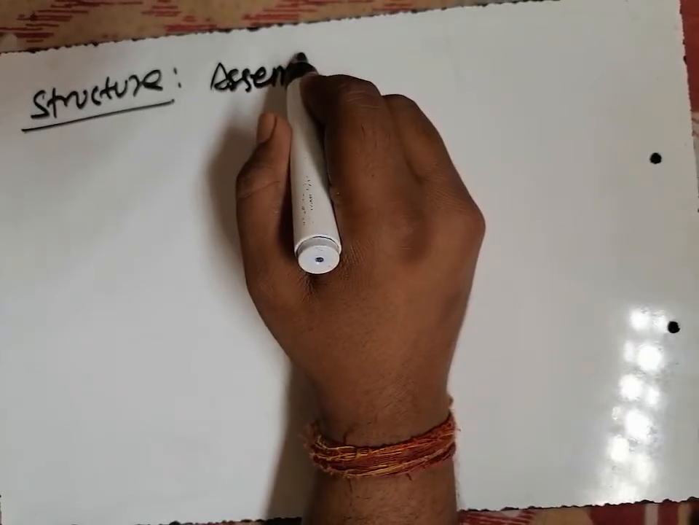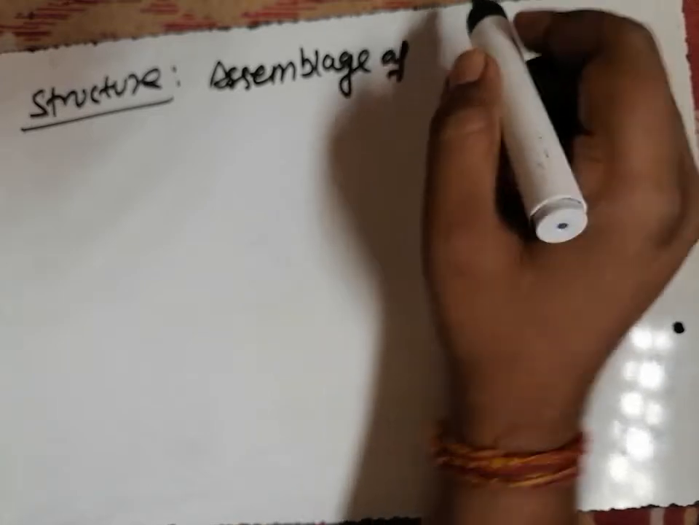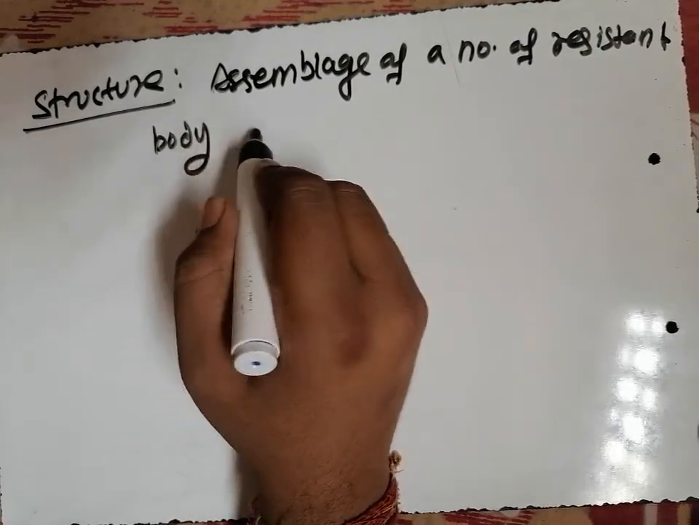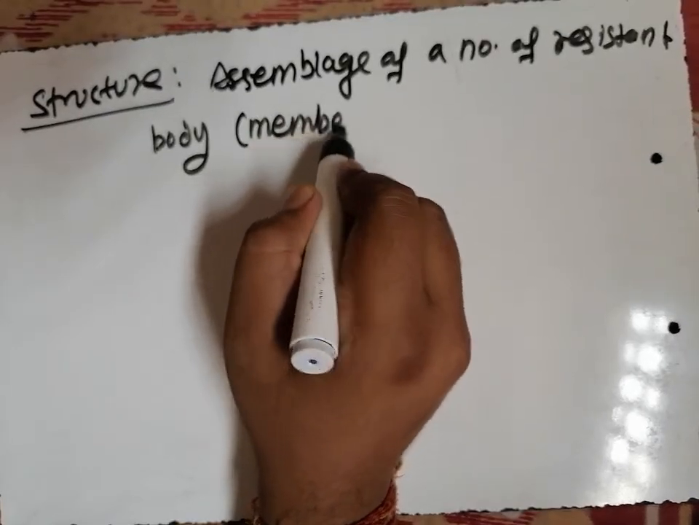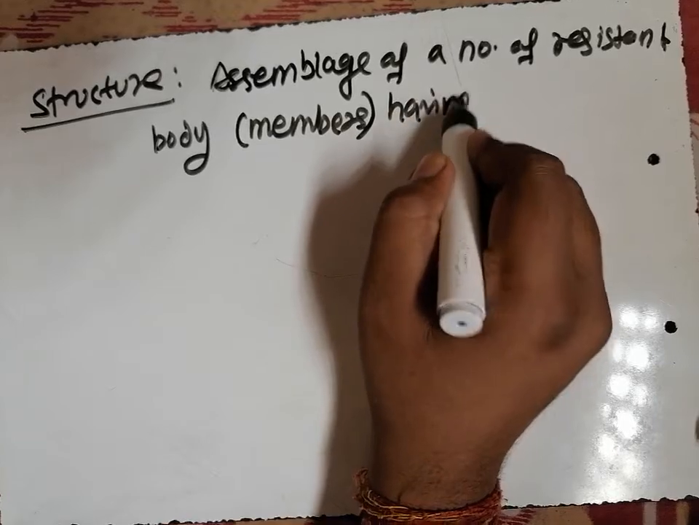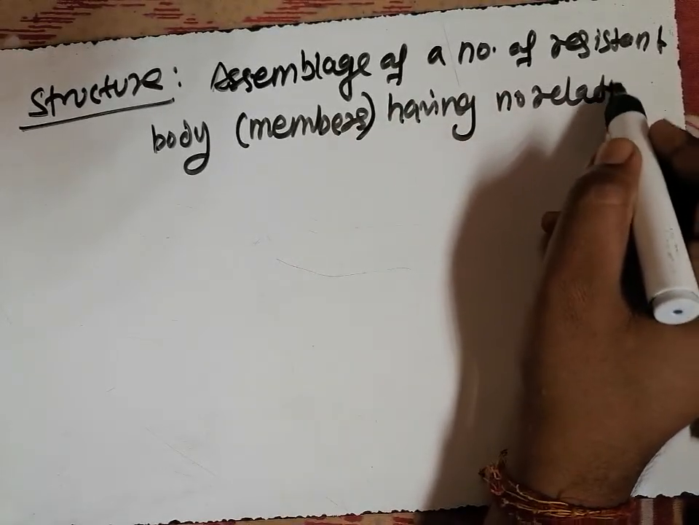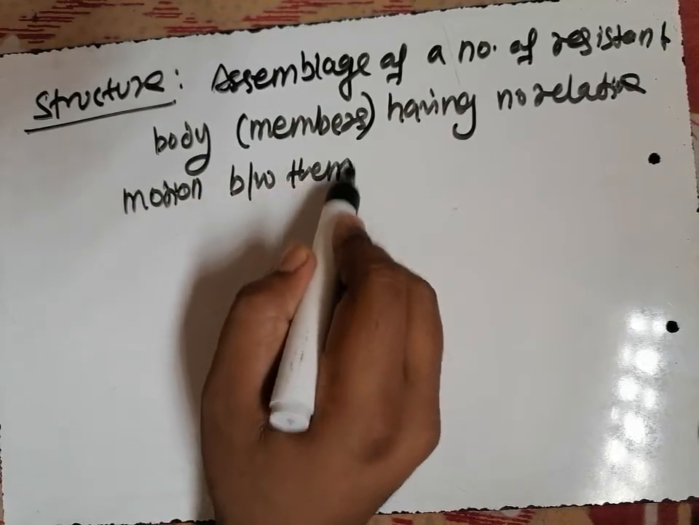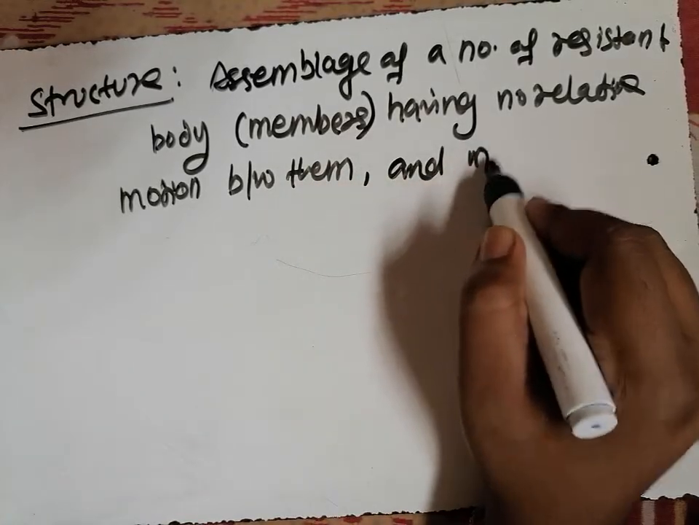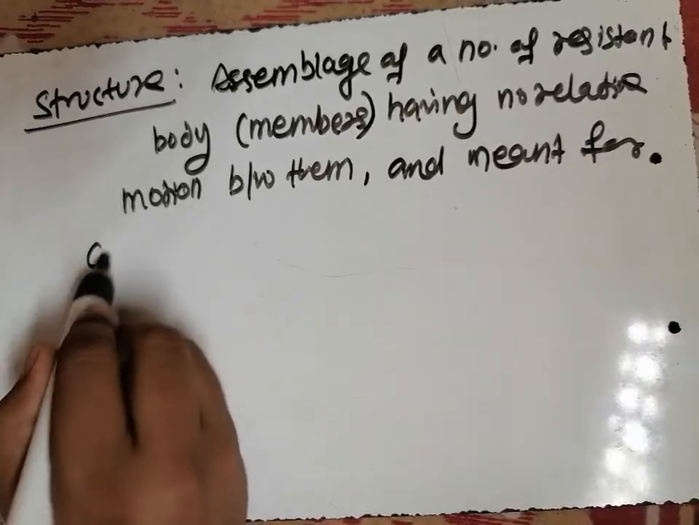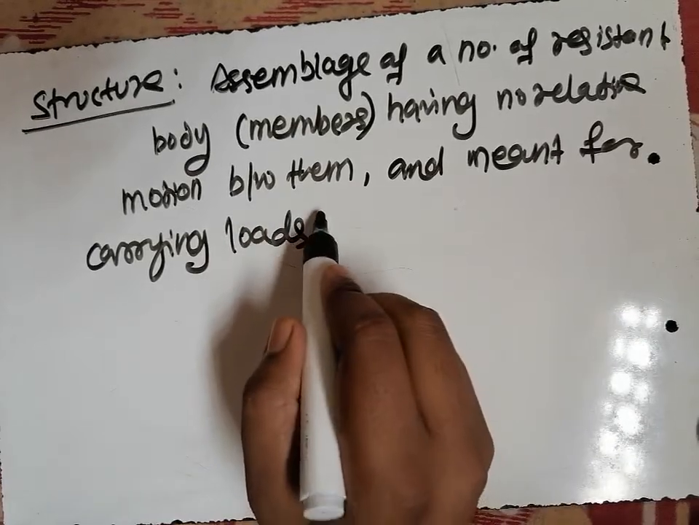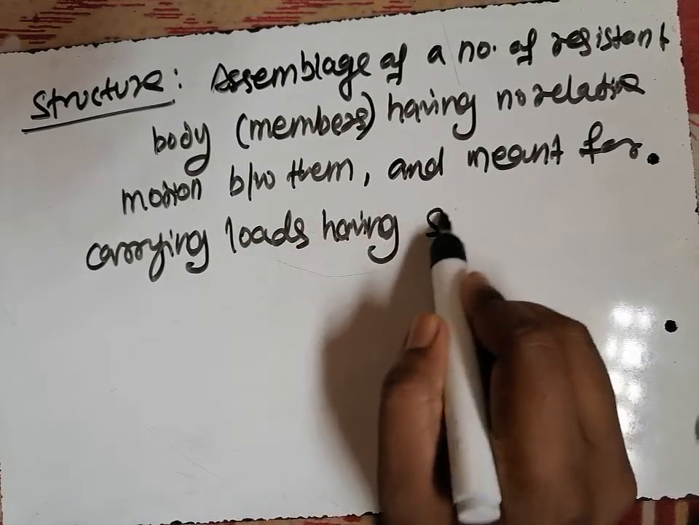So definition, we have assemblage of a number of resistant bodies or members, we can say, having no relative motion between them and are meant for carrying loads having straining actions.